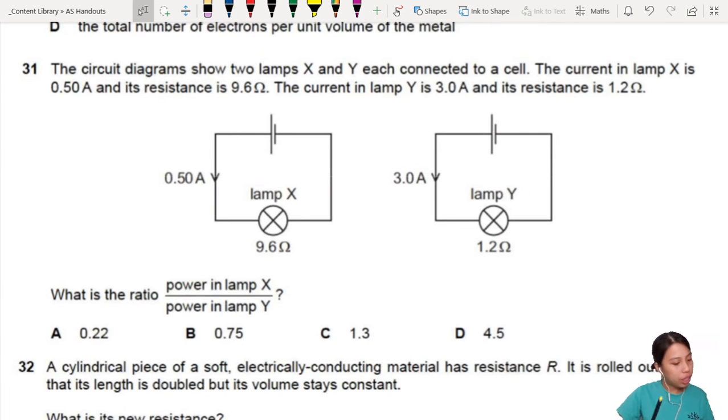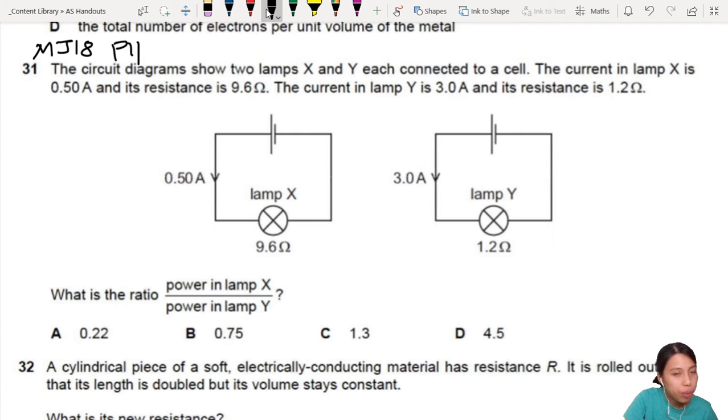This is on page 19. So page 19, what is this called? Not page 19, sorry, wrong page. Page 44. This is from MJ18 P11. Oh yes. Okay. So here is a good practice on how you can use the power equations. There are a few of them. Try to recognize which one you need to use here.